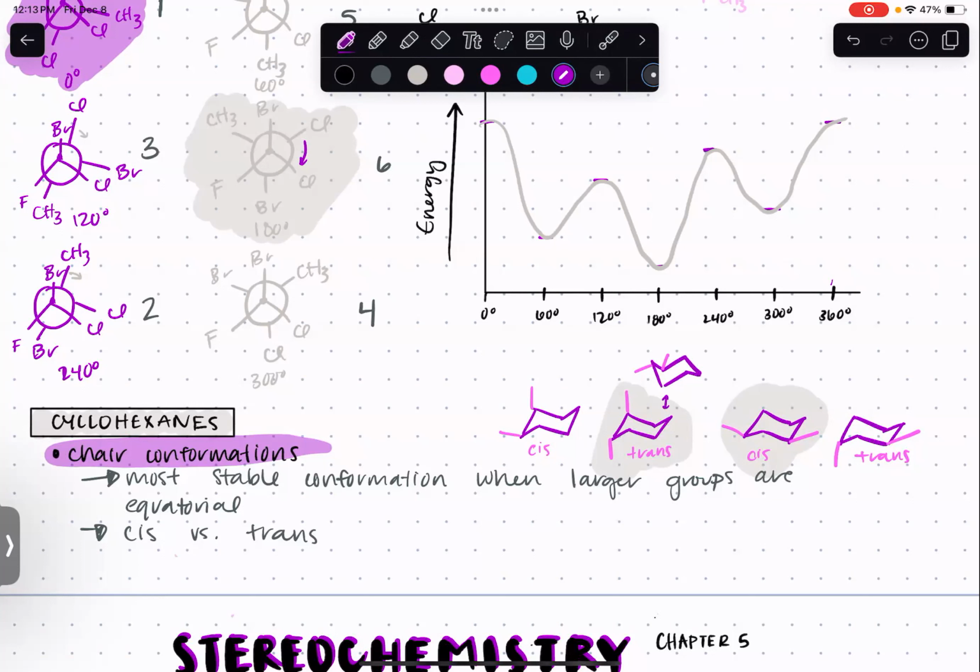Yeah, from what I know, and from what she's always said in the past, whichever one has more things equatorial is the more stable one. Okay, that's what I was originally thinking. So, all right, thanks.